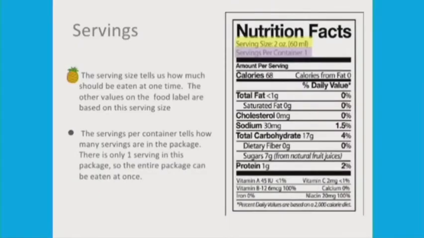An important part of the nutrition facts label is the servings. The serving size tells us how much should be eaten at any one time. The other values on the food label depend on the serving size. So, for example, I'm going to show you how it works.